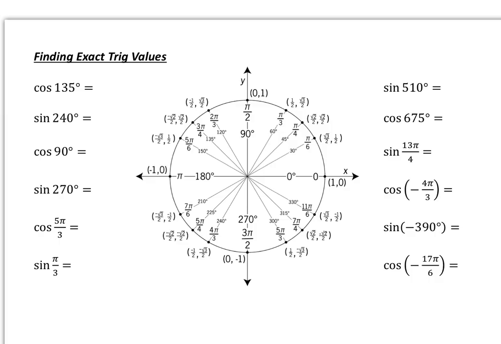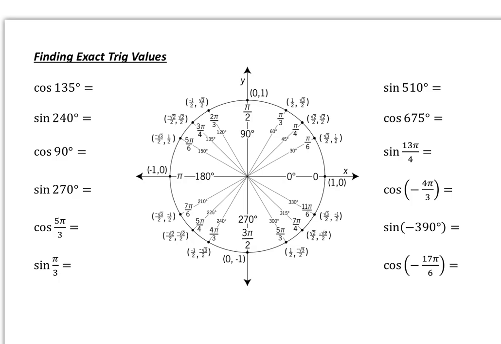So what I'm going to do is talk you through a series of questions like you would find on the test that you'll be taking. And they basically ask you to find a trig function of an angle. The angle can be given in degrees or radians, and it can be an angle between 0 and 360, or it could be an angle bigger than 360, or it could be a negative angle.